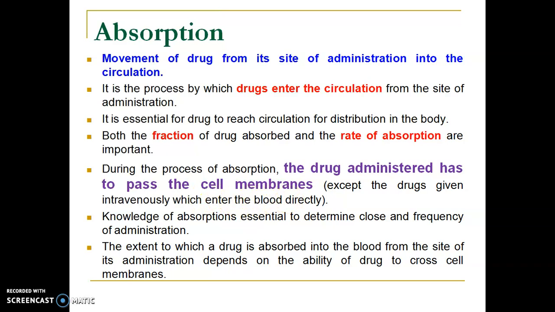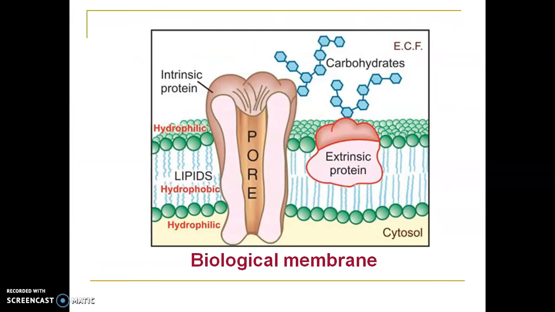The knowledge of absorption is essential to determine dose and frequency of administration. Dose, that is what concentration or what dose is to be given, and frequency means how many times the drug is to be given. The extent to which the drug is absorbed in the blood from the site of administration depends upon its ability to cross the membrane. So this is a typical biological membrane.